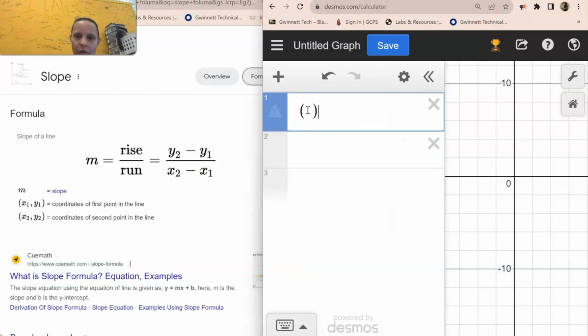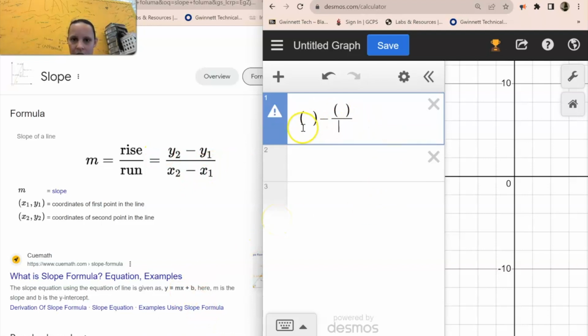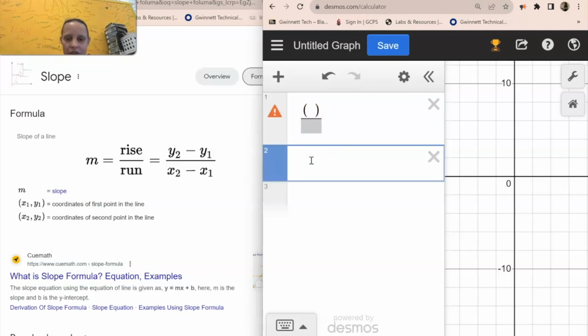Now, I'm going to put the letters, these y2 and y1, x2 and x1 in parentheses. But notice what happens. So that's the top, right? Then I'm going to hit divide. Look at that. That's not what I'm looking for. So what I'm going to do is readjust this. You have to start by dividing first. So hit divide first so that you don't run into this problem.